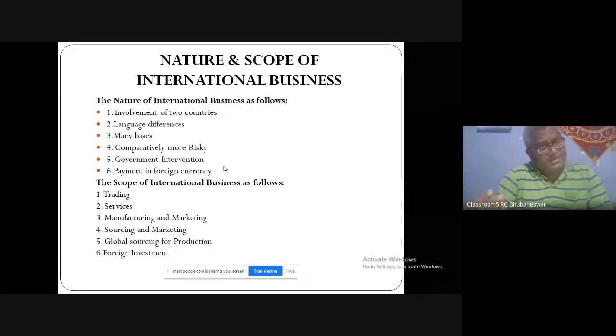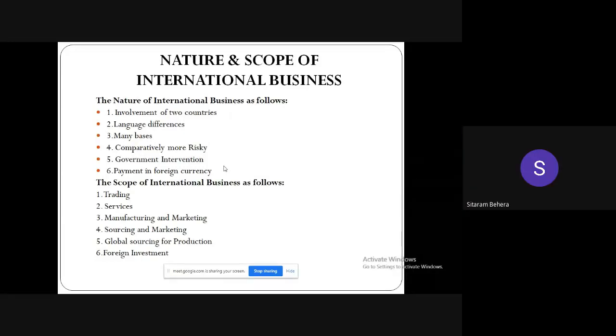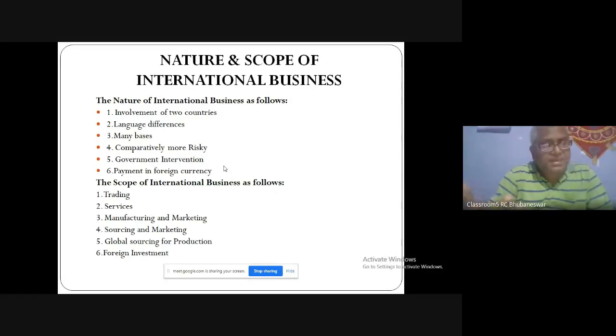Another one is manufacturing and marketing. Here, manufacturing and marketing means the purpose behind it is cheap availability of resources in local regions, or companies sell their products to other countries through which the particular marketing can be made.